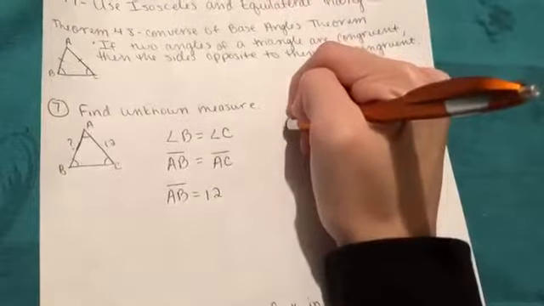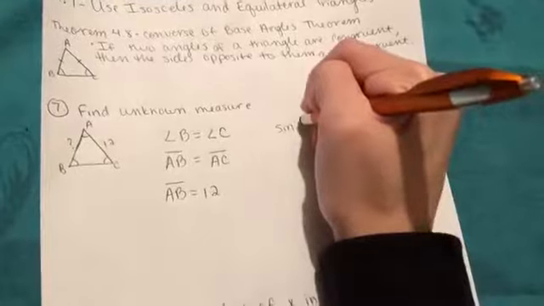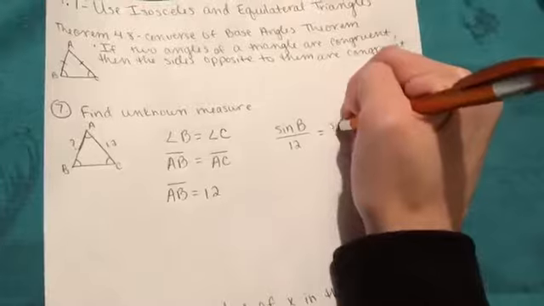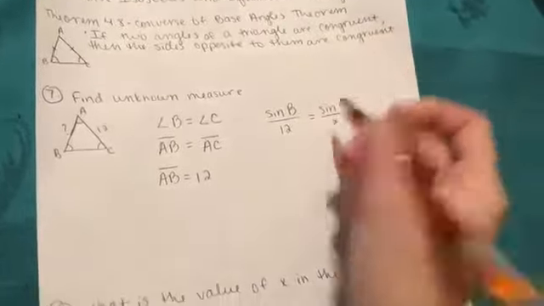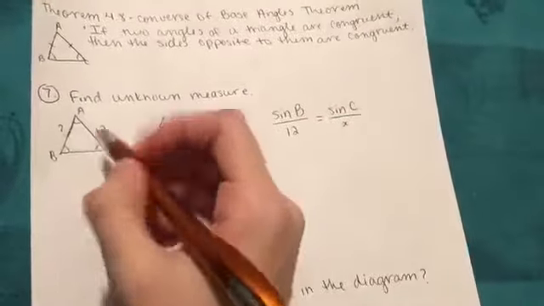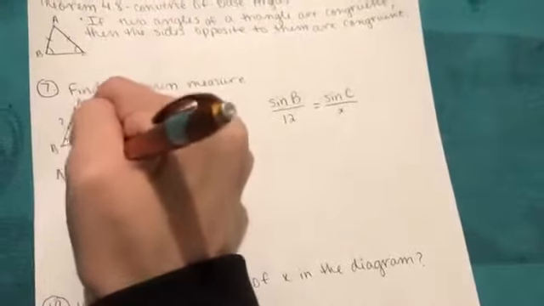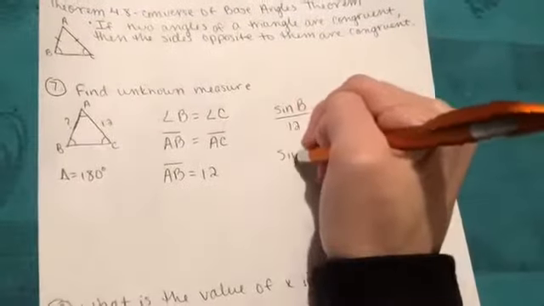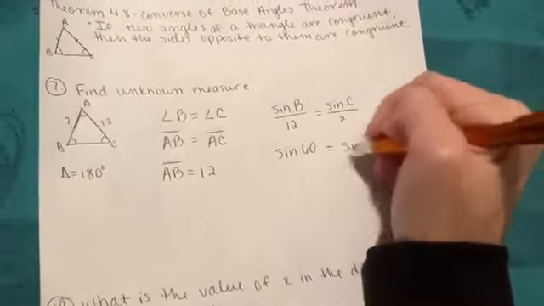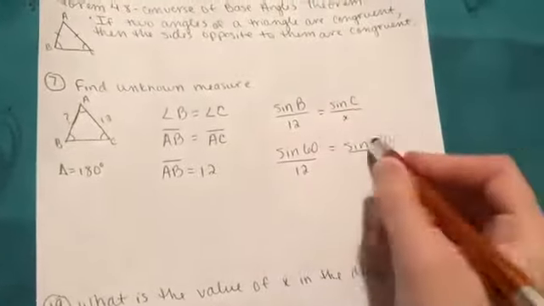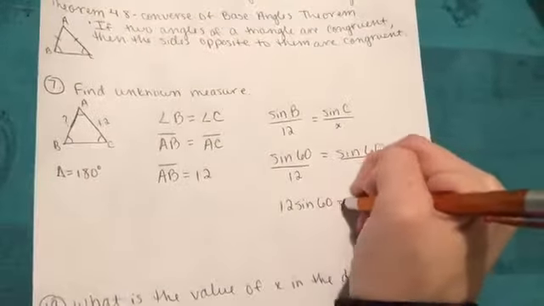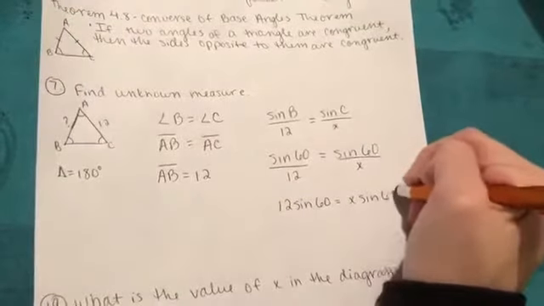cosines, which states sine of B over 12 is equal to sine of C over x. X would be the unknown measure. Since a triangle is 180 degrees, sine of B would be sine 60 is equal to sine 60 over x, 12. Cross multiply, we get 12 sine of 60 is equal to x sine of 60.